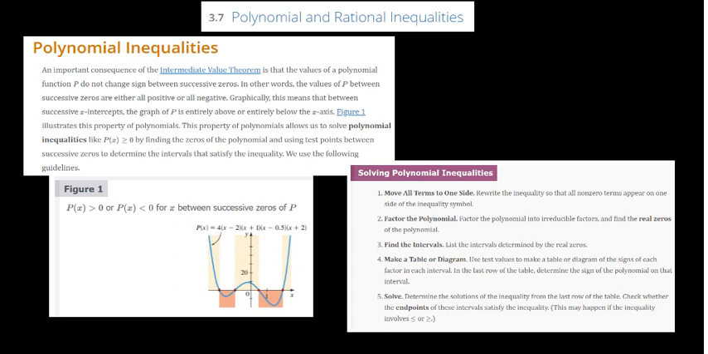This property of polynomials allows us to solve polynomial inequalities like p of x is greater than or equal to 0 by finding the zeros of the polynomial, and by using test points between successive zeros to determine the intervals that satisfy the inequality. We use the following guideline.